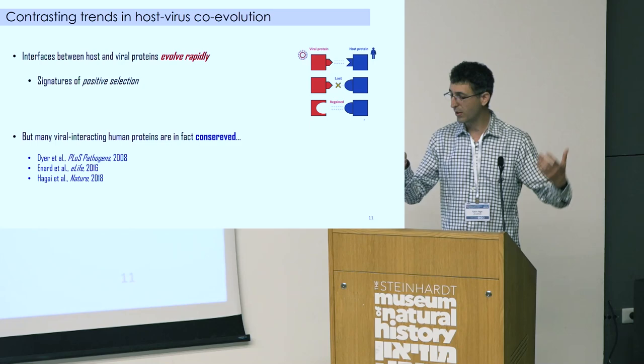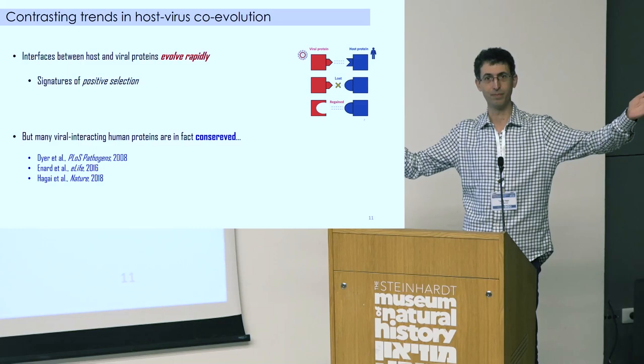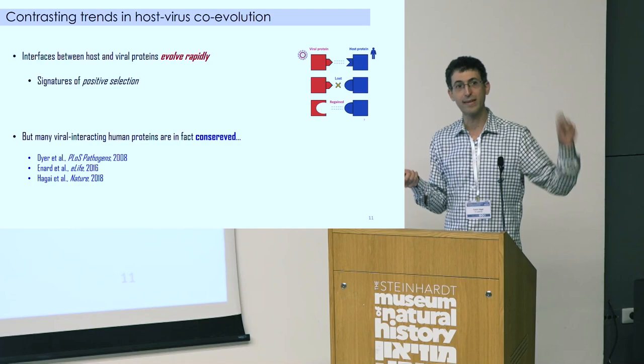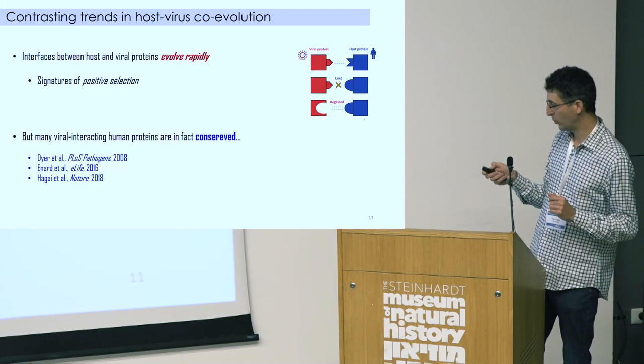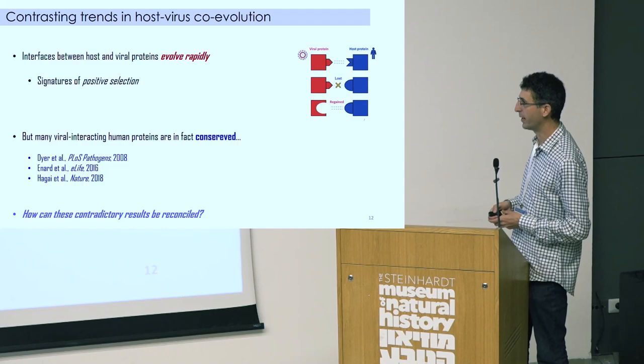However, many works that looked at the overall interactome of the whole human proteome, at which proteins tend to interact with viruses and which do not, show significantly that the proteins that tend to interact with viruses are in fact much more conserved than those human proteins that do not interact with viruses. So it seems to be in striking contradiction to what I just told you before. Hence the paradox, the so-called evolutionary paradox of host-virus interactions. So how can we reconcile these contradictory results?